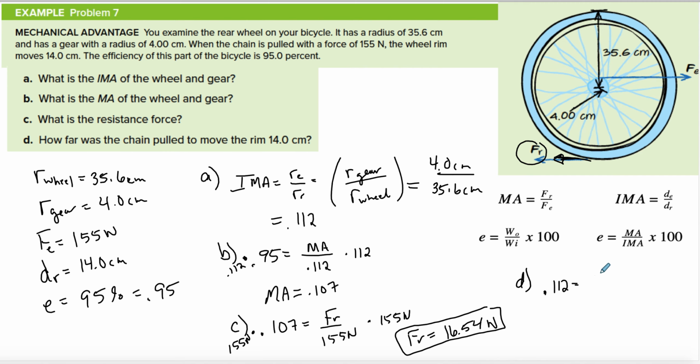It's going to be equal to our effort distance, which we don't know. That's what we're trying to figure out, over our resistance distance. So that was the wheel moving on the ground. We can figure that out. So our effort distance, that would be how far the inner gear moves, is 1.57 centimeters.